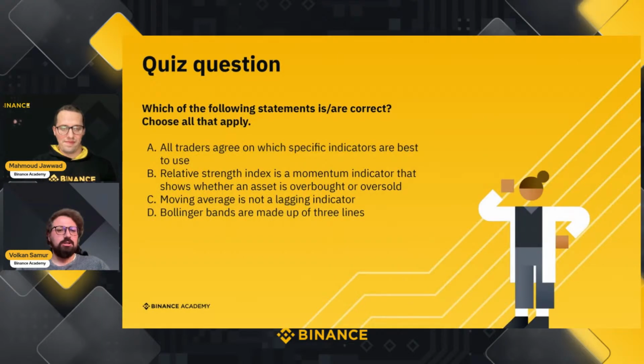I think we can jump into the quiz, unless there's any question. Okay, so let's conclude this module with a quiz. Which of the following statements is or are correct? A, all traders agree on which specific indicators are best to use. B, relative strength index is a momentum indicator that shows whether an asset is overbought or oversold. C, moving average is not a lagging indicator. Or D, Bollinger Bands are made up of 3 lines.